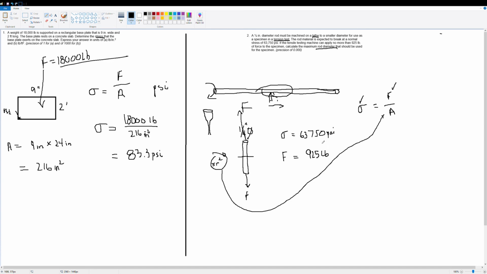You just write down what you know. 63,750 psi for my stress. 925 pounds is the maximum force the machine can apply for the tensile test. So I have stress, I have force. Now I just need to calculate the area and then go backwards and solve for r. So it's just a simple algebra problem. So let's go ahead and do that.